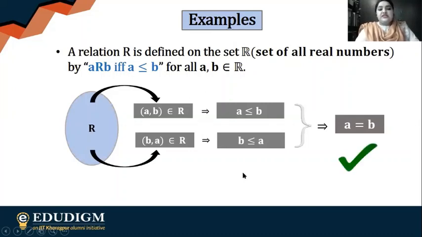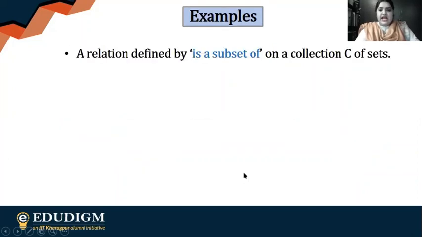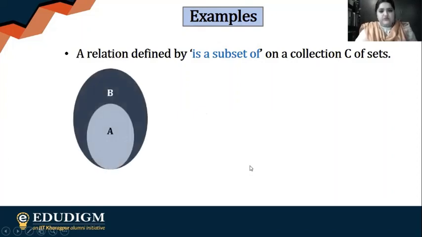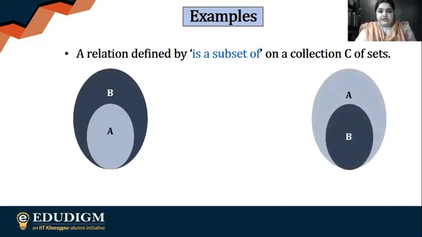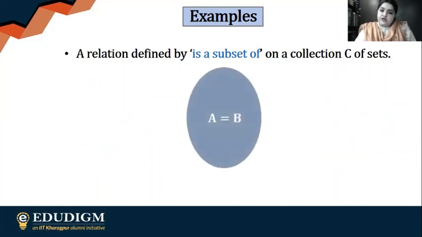All right, so let's take another example here. I have taken a collection C of sets, and we are saying that one set is related to the other if it's a subset of the second one. So if A and B are related, which is like A is a subset of B, and similarly B and A are related, which is like B is a subset of A, you know that the obvious consequence is A equals B. In fact, in set theory, we have used this both-sided relation to prove equality of sets. So this is basically antisymmetric.